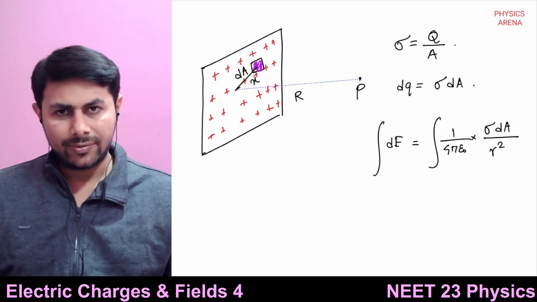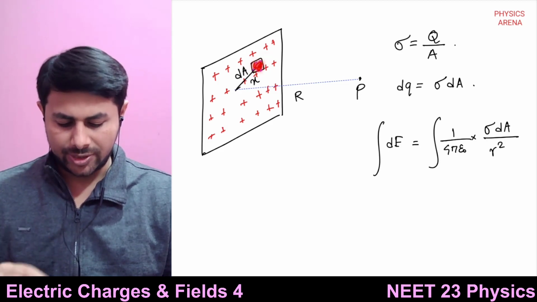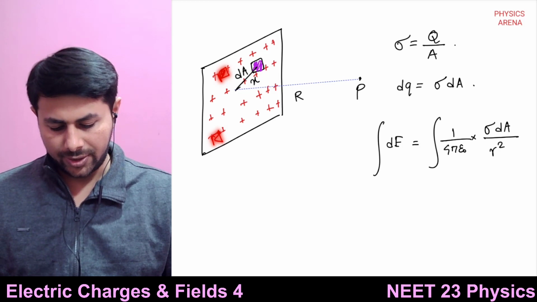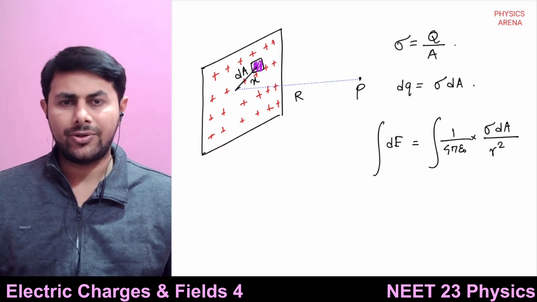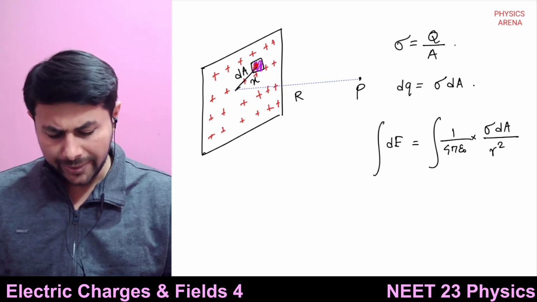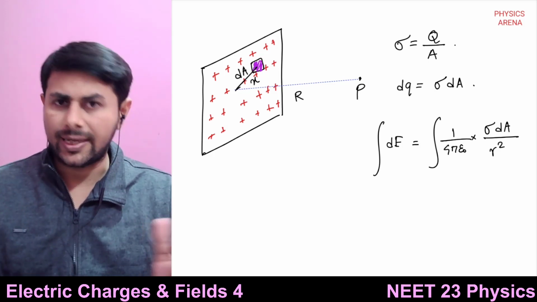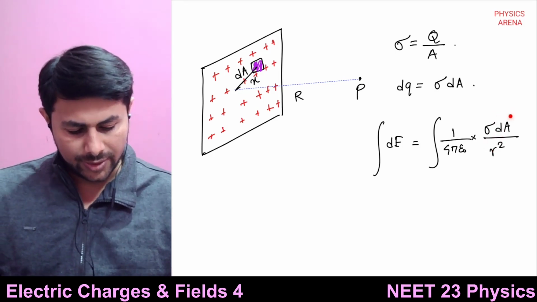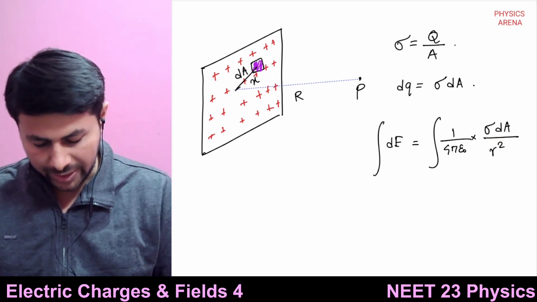X is a variable because you can take a small section, small portion of this area here. You can take it here. Okay, you can take it here. So x is a variable. Then this dA itself is a variable. Okay, so you can take small surface area. You can take slightly bigger surface area. So this is a variable. Okay, dA is a variable. R square is also a variable.